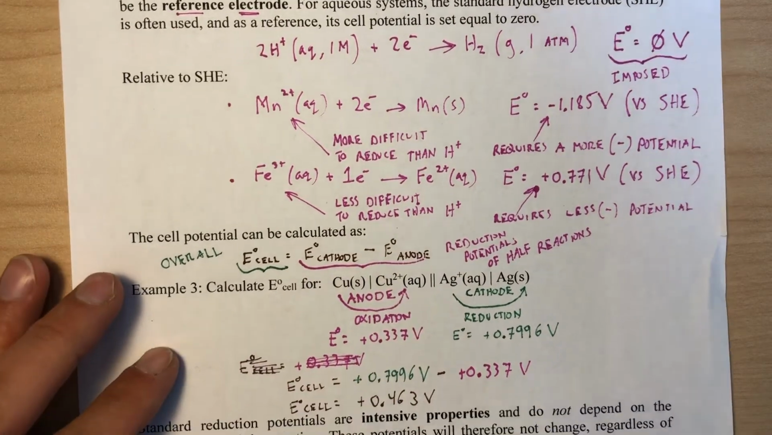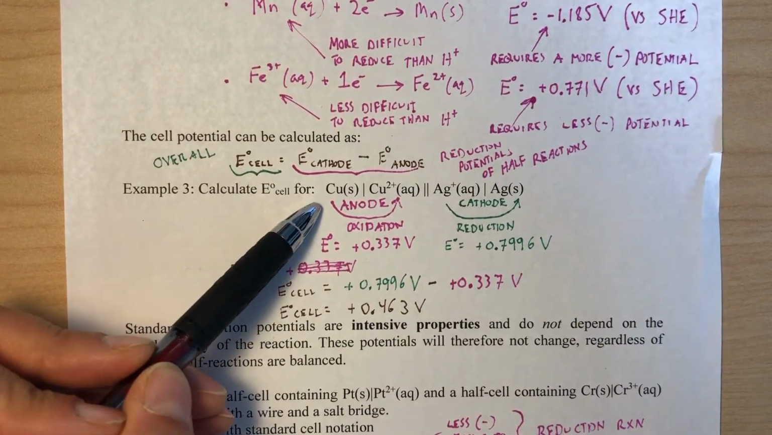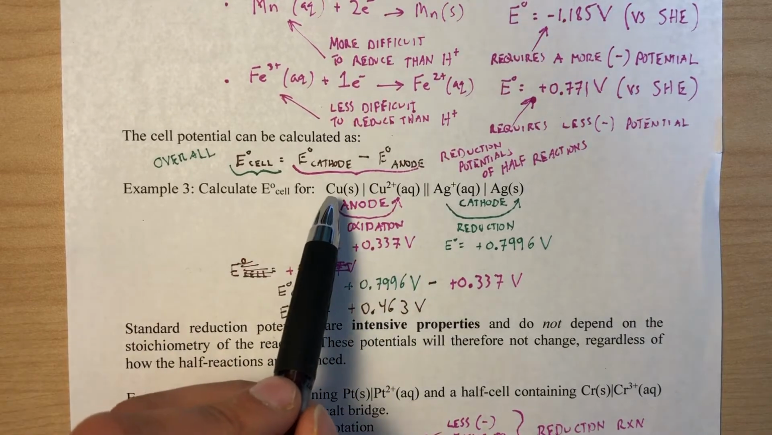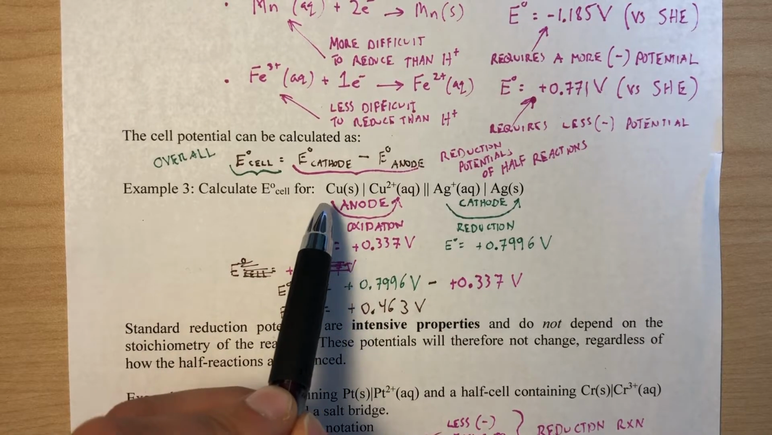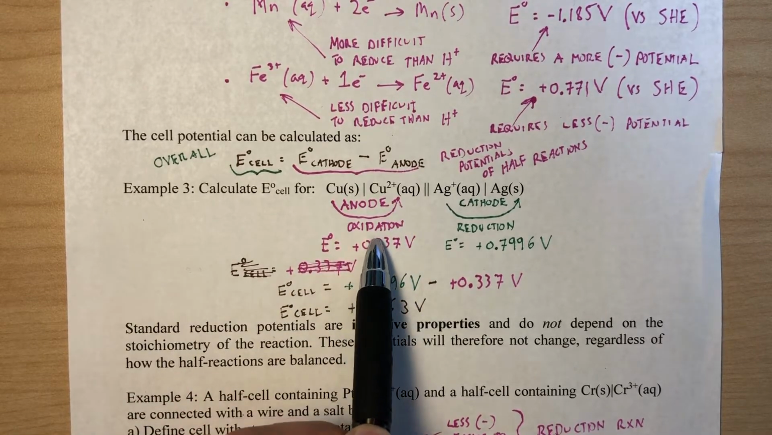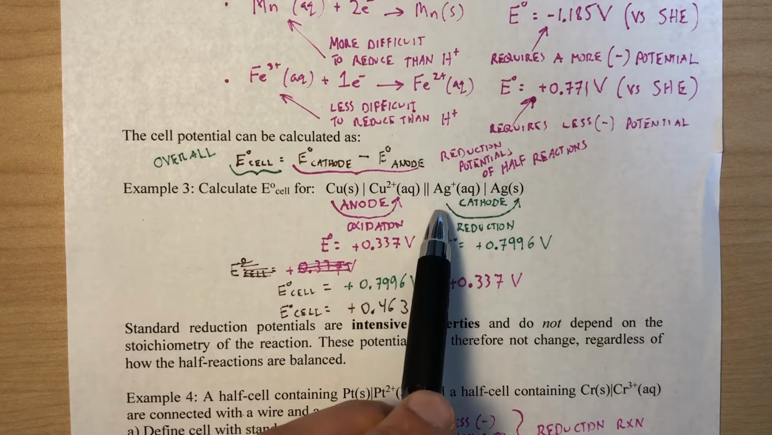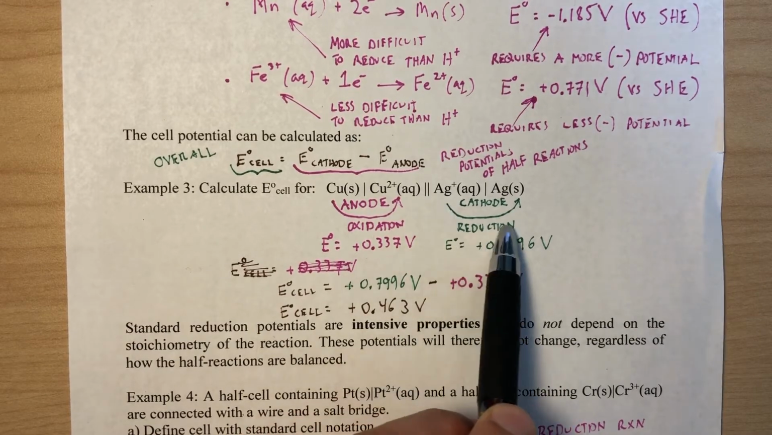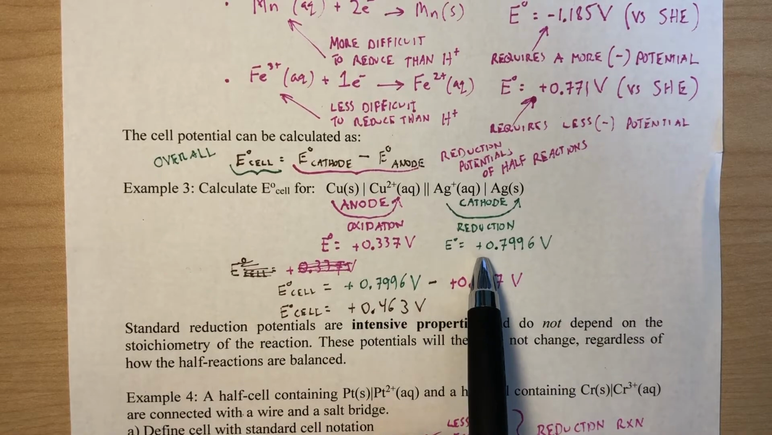In example 3, those are presented for us. If we look at the standard cell notation, we can see that for a reaction of copper and silver, we have copper being oxidized to copper 2+. That's our anode. It's an oxidation reaction, which has an E cell of positive 0.337 volts versus the standard hydrogen electrode. And then we have a reduction reaction, which is silver being reduced to silver solid, which is our cathode, which has a reduction potential of positive 0.776 volts.